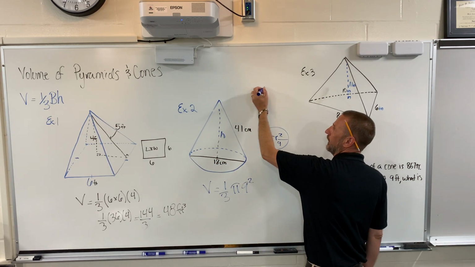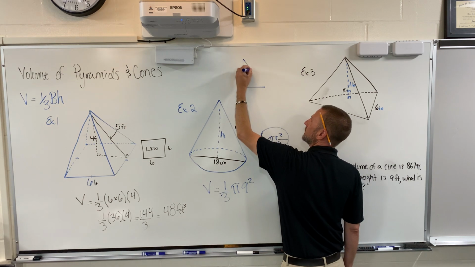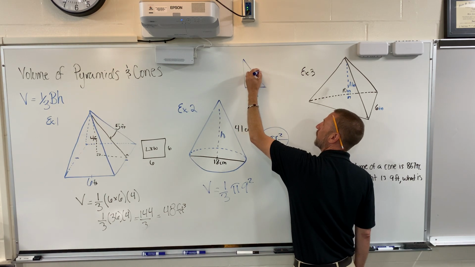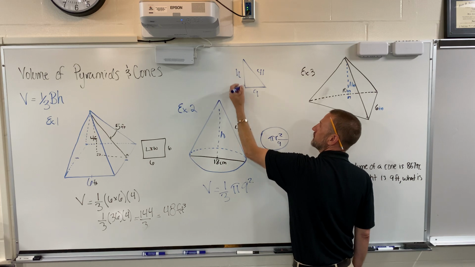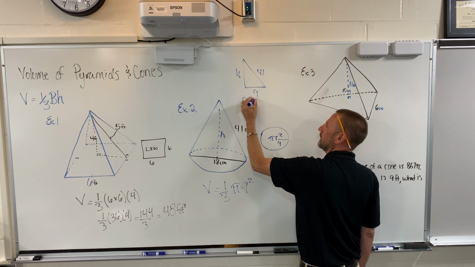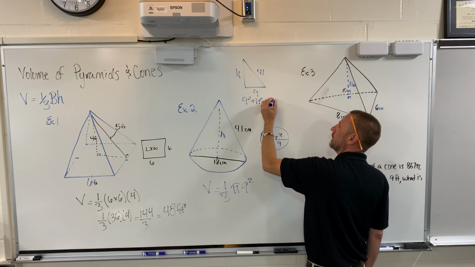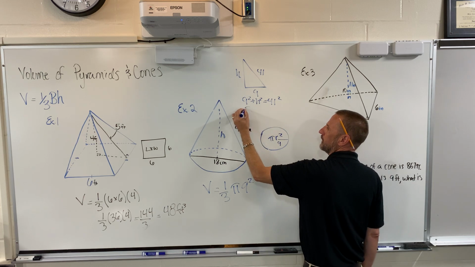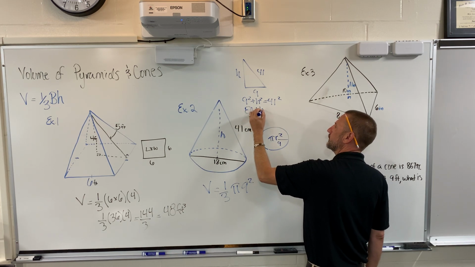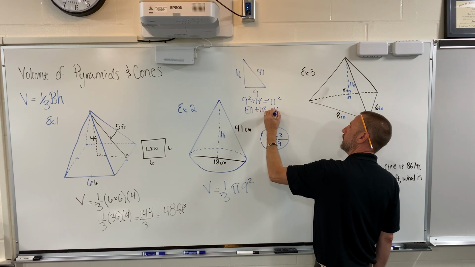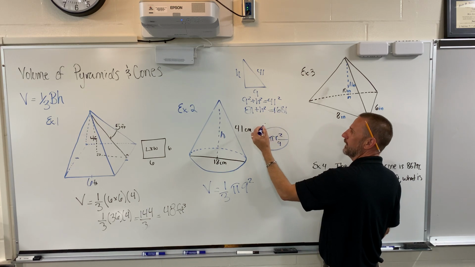So I found that if I make a little triangle off to the side and I write 9, 41, and h, I'd have 9 squared, h squared, 41 squared, that's 81 plus h squared equals 1681.